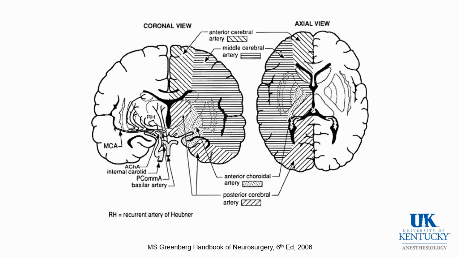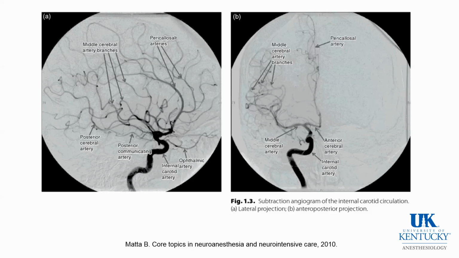On this slide is depicted in sections of the brain showing which vessels supply which part of the brain. And on the next few slides, I have reproduced some cerebral arteriograms. On the left is a lateral, and on the right is an anterior-posterior projection.